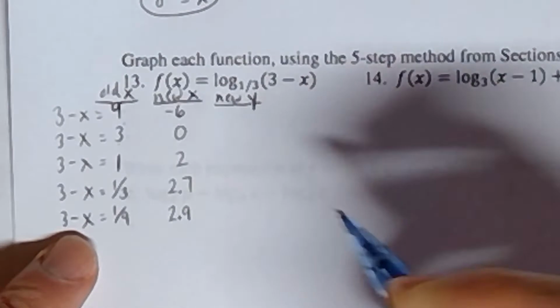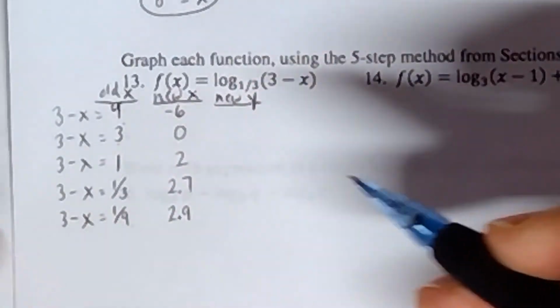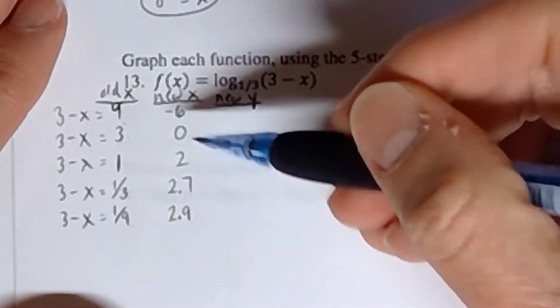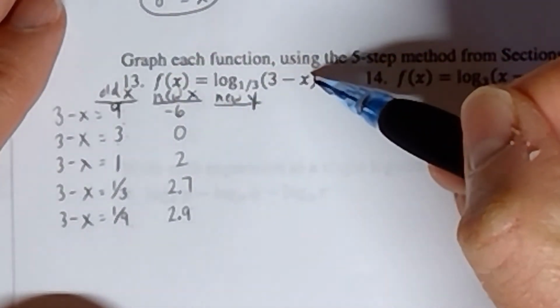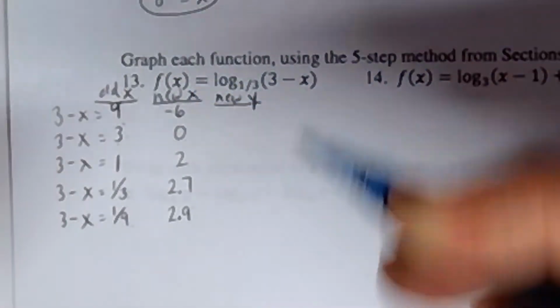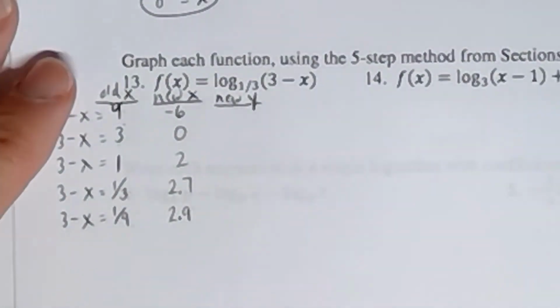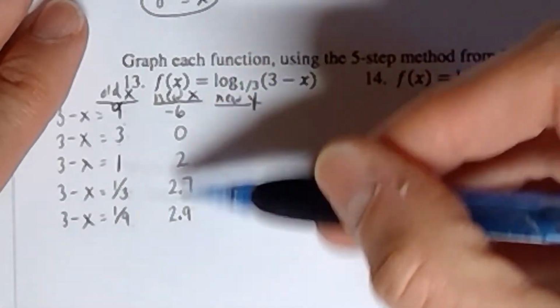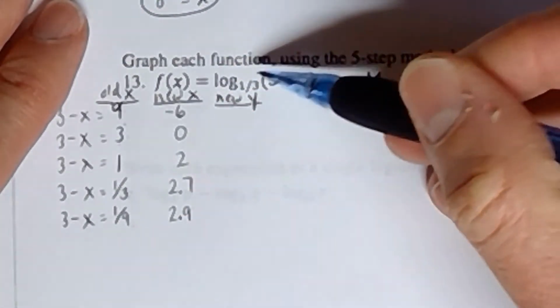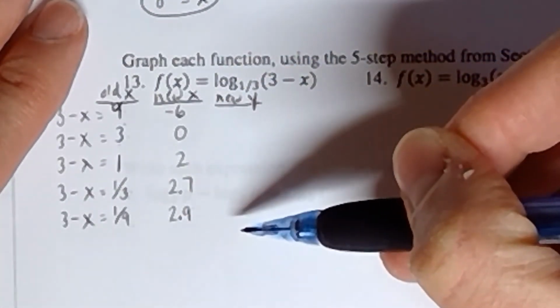The new y values. Again, like always, when you do this 5-step method, once you get your new x's, you plug them into the function, not the basic graph, but the final function that you're actually trying to graph as the final answer. You plug these 5 new x values into the function to get these new 5 y values.